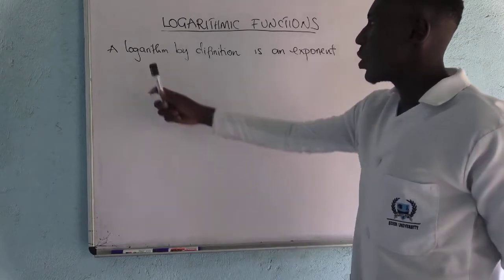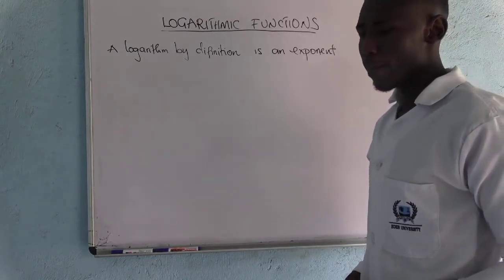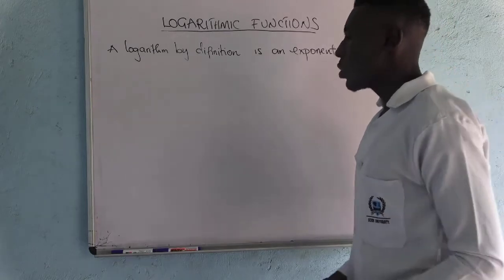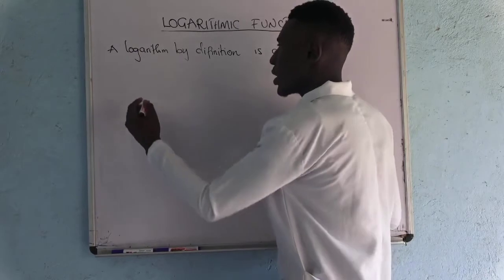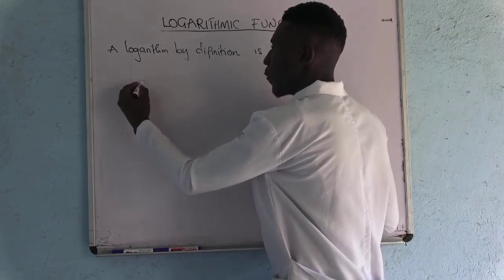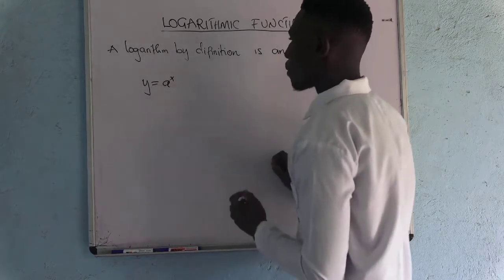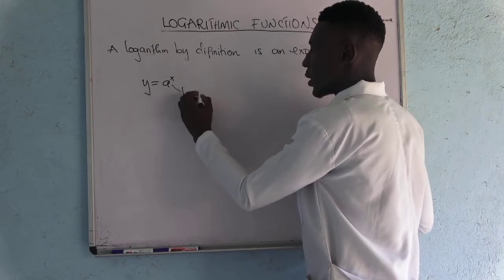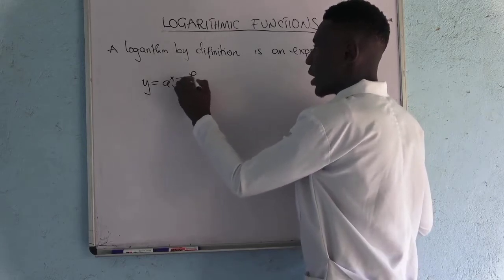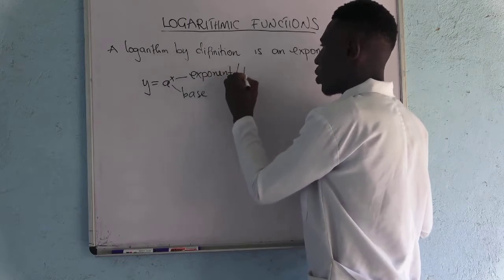So a logarithm by definition is an exponent. So what is an exponent? Now what we know is that when we did exponential functions, an exponential function is a function in the form y is equal to a raised to the power x, where a is labeled to be the base, x is the exponent, or you can also call it the index.